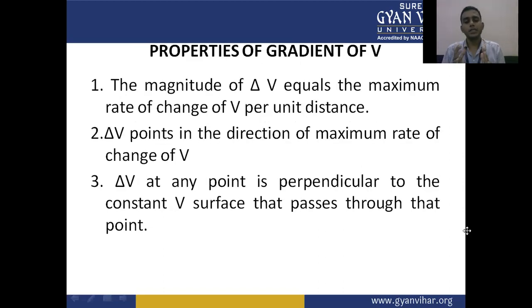Now we have the properties of the gradient of V. The magnitude of del V equals the maximum rate of change of V per unit distance. This is the first property. The second property: del V points in the direction of the maximum rate of change of V. Del V at any point is perpendicular to the constant V surface that passes through that point.